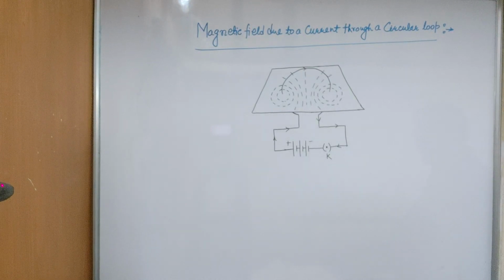Now write about it. Write down the magnetic lines of force near each segment of the wire are circular and form concentric circles.